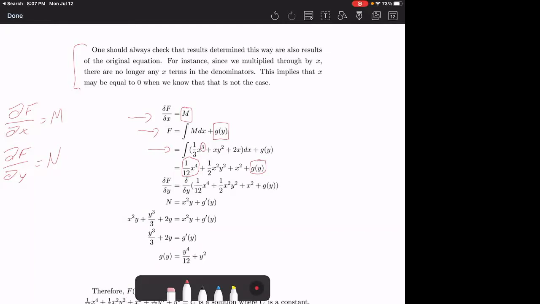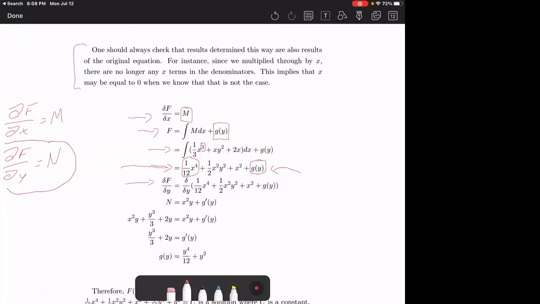Now, we've made use of delta f delta x. We have an equation that f is equal to. But the problem is it's not very exact because we don't know what g of y is. So that's our last problem, solve what is g of y. So we can figure out exactly what f is equal to. This is where we're going to make use of our second fact that delta f delta y is equal to n. So let's take the derivative of both sides of this equation with respect to y.